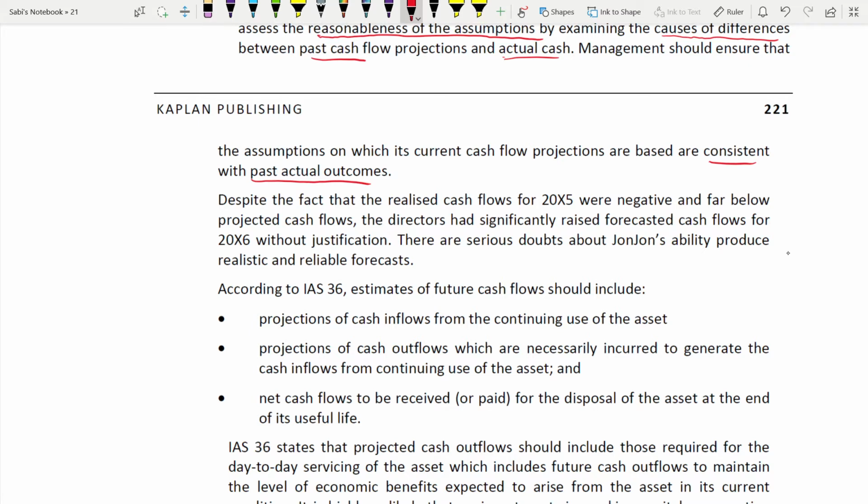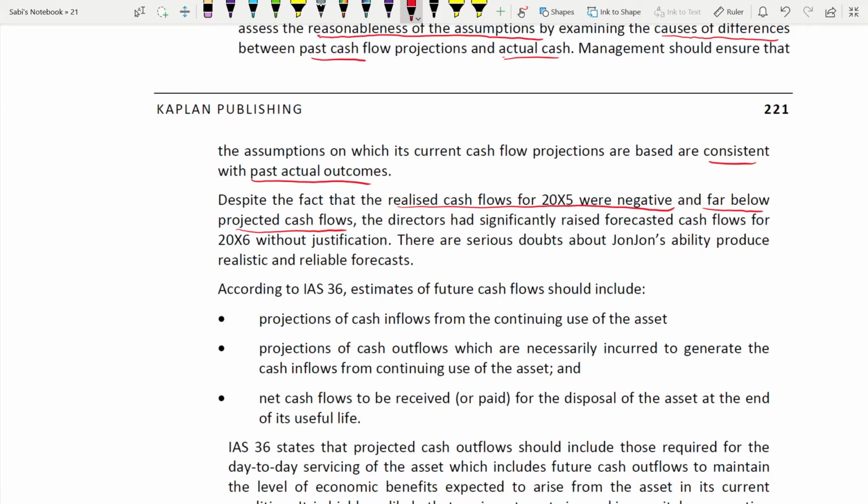So despite the fact that the realized cash flows for 2005 were negative, you need to bring out this in your answer because this is very important that in 2005 it was negative. And far below, and you see it's far below the projected cash flow. That means the actual cash flow is very much less compared to the projected cash flow. That means their predictions are not so right.